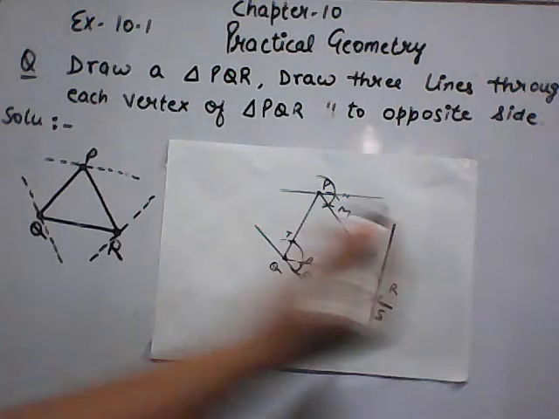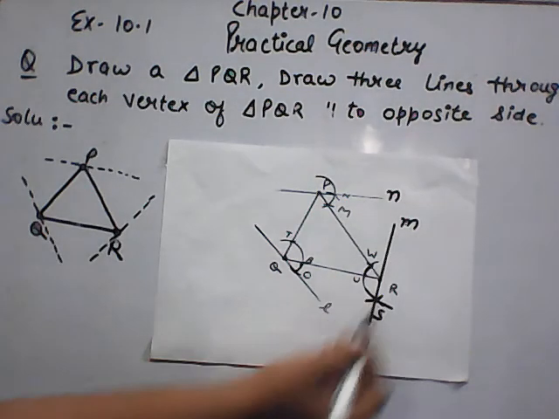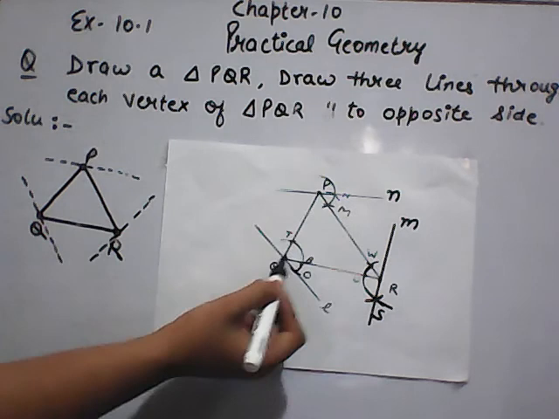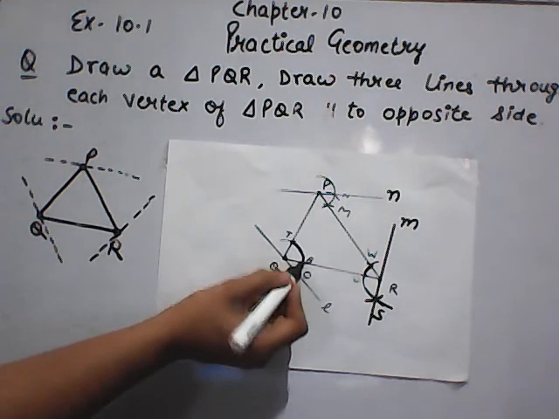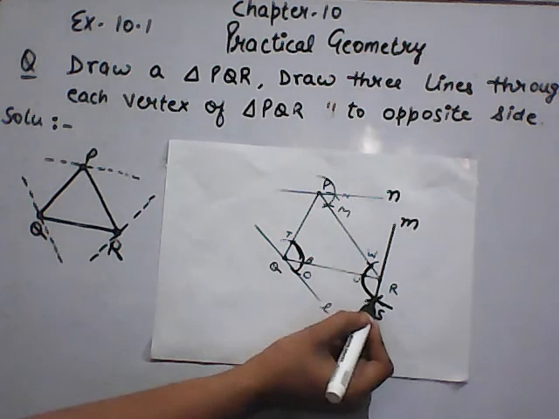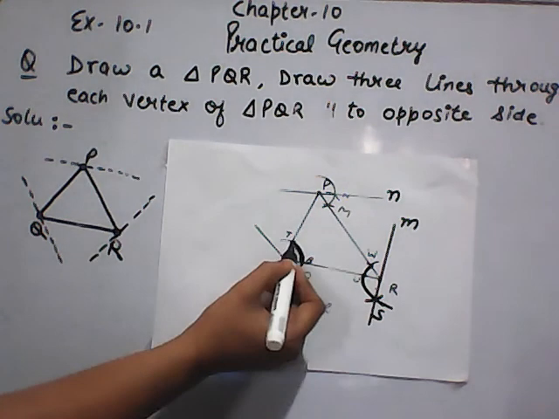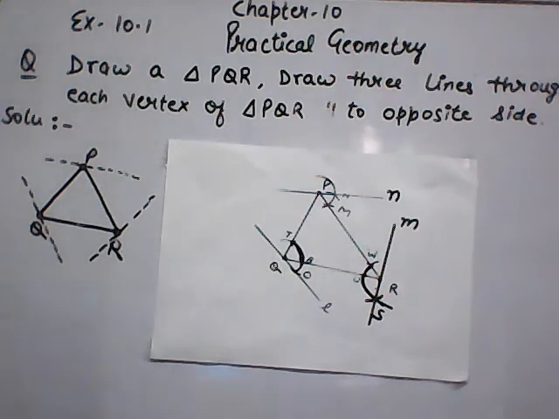This line is M and this line is N. Line M is parallel to PQ as the alternate interior angles TB and US are equal. When two alternate interior angles are equal, these two lines are said to be parallel lines. In such a way, you have to draw three parallel lines at the vertices of triangle PQR, each parallel to the opposite side. Thank you.